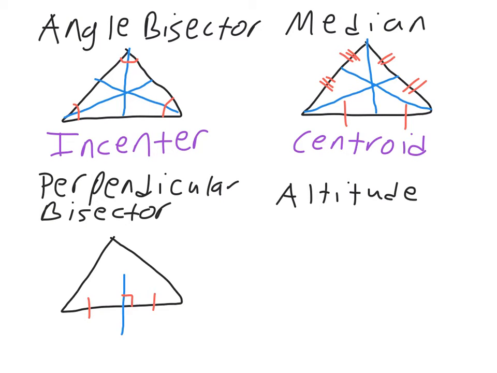The perpendicular bisector of a side is a line that doesn't necessarily come from a vertex, but cuts a side into two equal parts and it makes a right angle. So if we were to draw all three perpendicular bisectors, we would get what's known as the circumcenter.